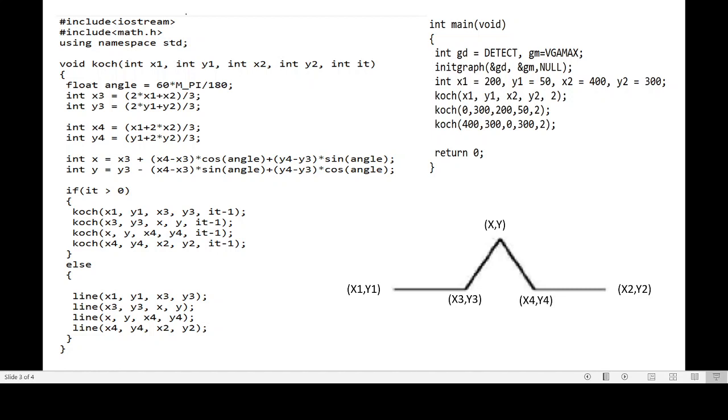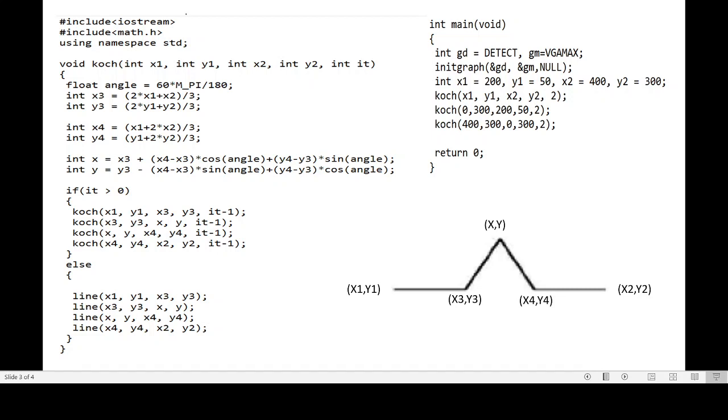So there are many ways to find this intermediate position. This point x3 y3 comes after the one third position, and x4 y4 is the two third position. So this can be calculated in some different way also, but here I have used this formula.